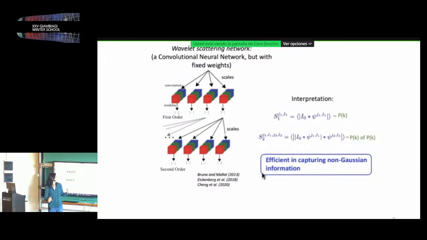By the way, just to clarify, I'm not saying that the first order is the power spectrum and the second order is the 4-point function. That's not what I'm saying. I'm saying that you can think about it in that way. It resembles to some degree what we are used to thinking about in the power spectrum case or the power spectrum of the power spectrum.